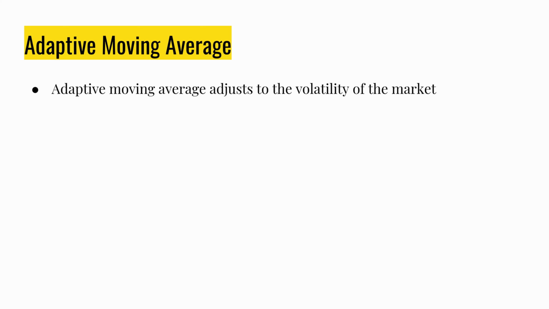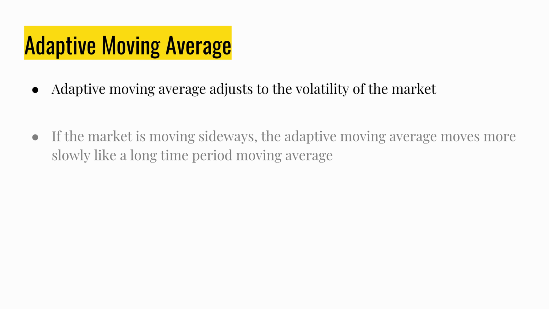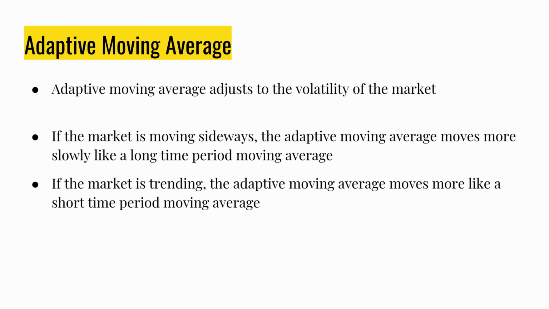The adaptive moving average was developed by Perry Kaufman, and it was made to adjust to the volatility of the market. For instance, different lengths of moving averages should be used when trading in a volatile market versus when trading in a sideways trading market. Therefore, Perry Kaufman created this moving average where, if the market is moving sideways, the adaptive moving average moves more slowly like a long time period moving average. On the other hand, if the market is trending up or down, the adaptive moving average moves more like a short time period moving average so that it can adapt to the volatility.